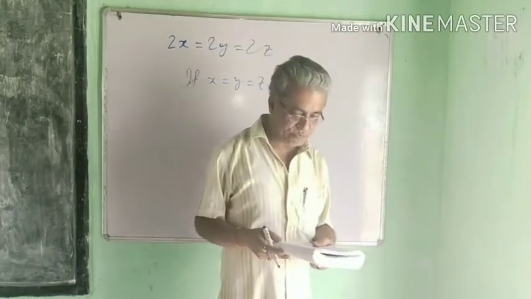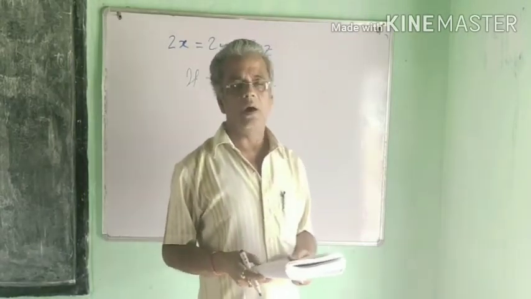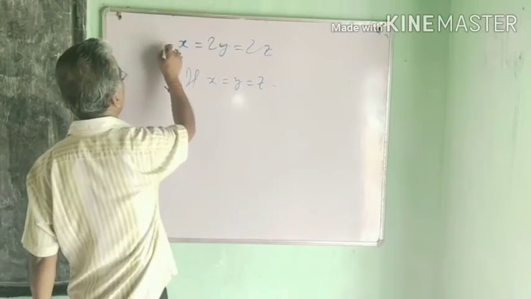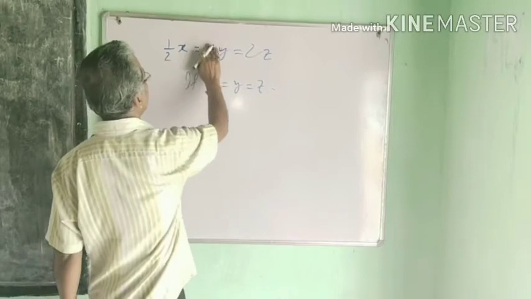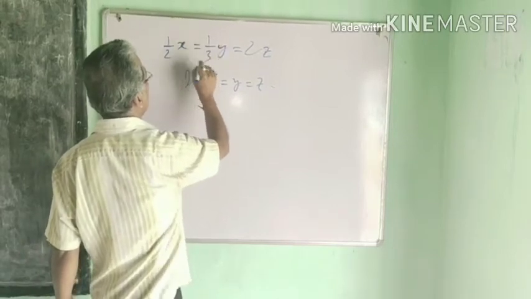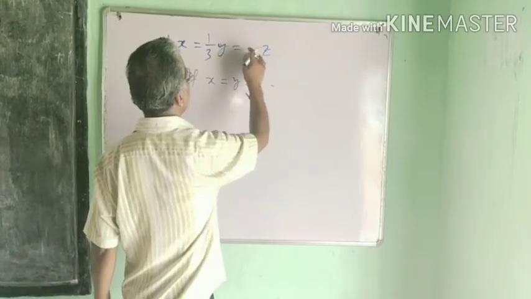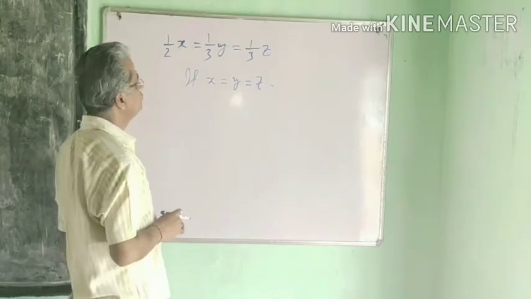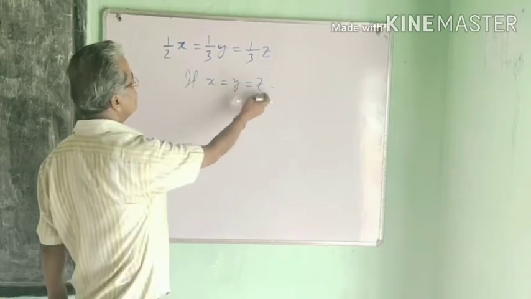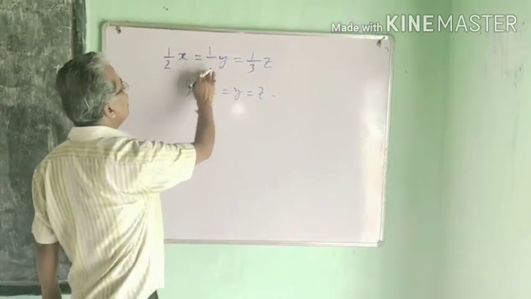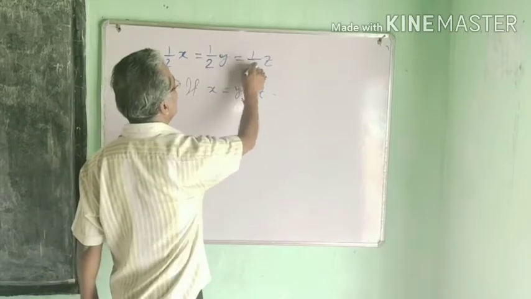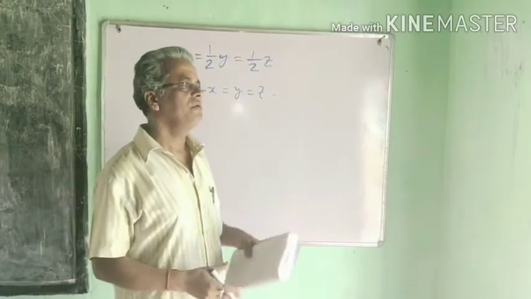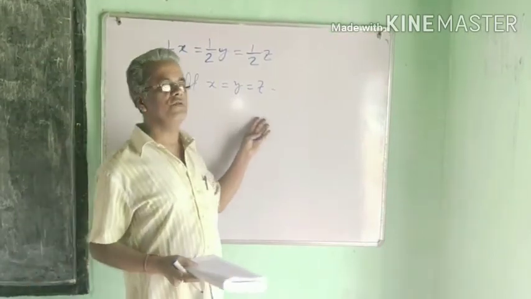Things which are halves of the same things are equal to one another. Similarly, डबल के बदले में अगर हाफ होगा, 1/3 होगा, 1/4 होगा, ऐसे में भी सारे इक्वल्स होगा. If x is equal to y is equal to z, then half x is equal to half y is equal to half z. Or 1/3 x equal to 1/3 y equal to 1/3 z, if x is equal to y is equal to z.